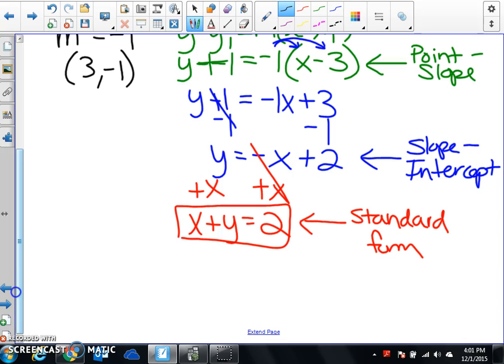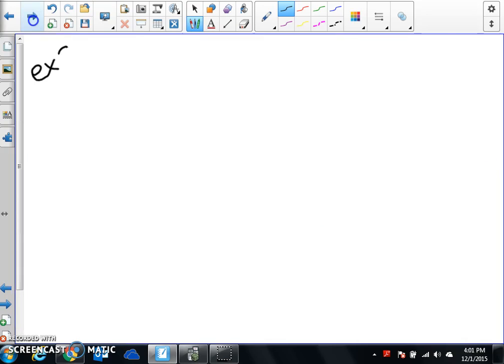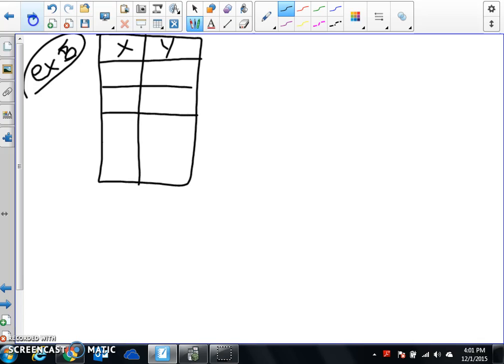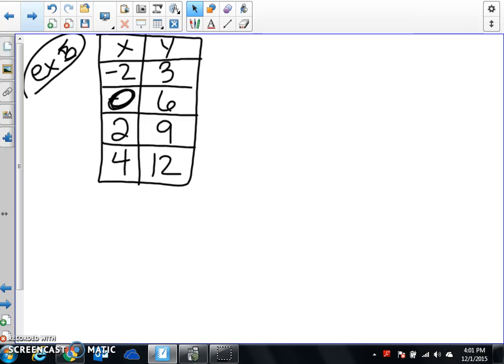Here's another one. All right, let's say they give us a table, and they want us to write an equation. Actually, just make that 0, sorry. 2, 4. And then over here, I'm going to do 3, 6, 9, 12. Okay, and they say write all linear equations.